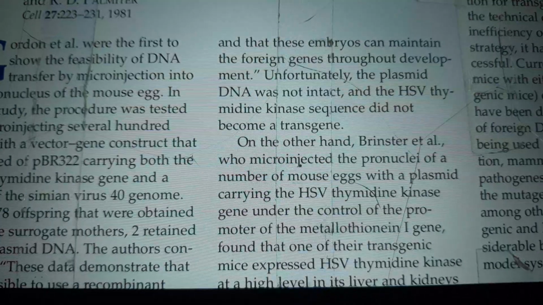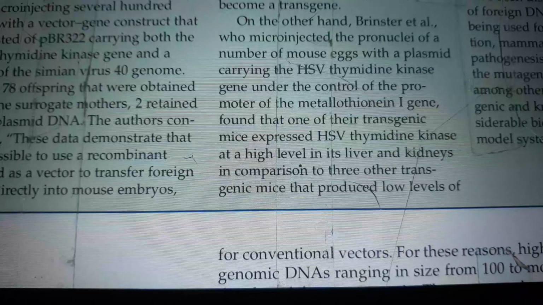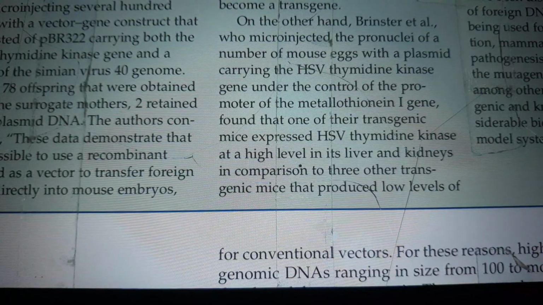Now we're going to the topic proper. Gordon and colleagues were the first to show the feasibility of DNA transfer by microinjection into the pronucleus of the mouse egg. In this study, the procedure was tested by microinjecting several hundred eggs with a vector gene construct that consisted of pBR322, carrying both the HSV thymidine kinase and a piece of the simian virus 40 genome.